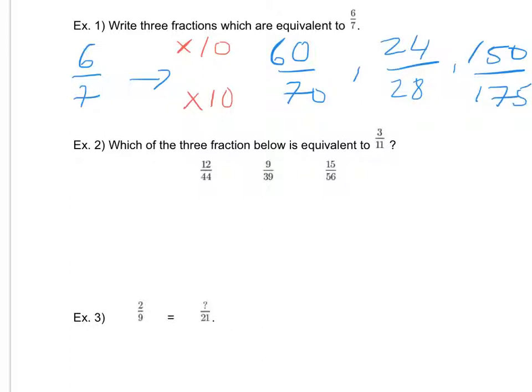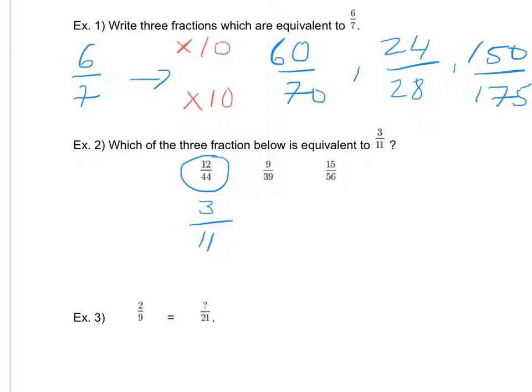What do I have to divide the top by to get 3? Well, what I'm going to do here is divide the top and bottom by 4, because if I divide 12 by 4, I get 3, and if I divide 44 by 4, I get 11. So 12/44 is actually 3/11. That's the answer. Let's look at the next one.